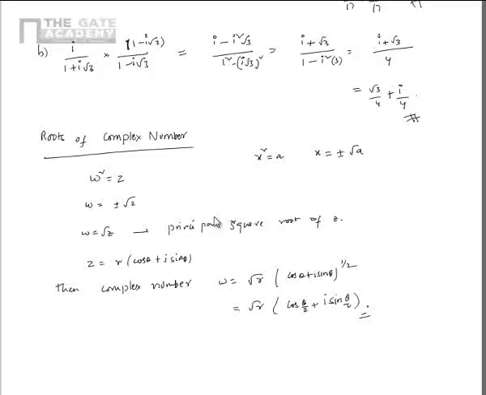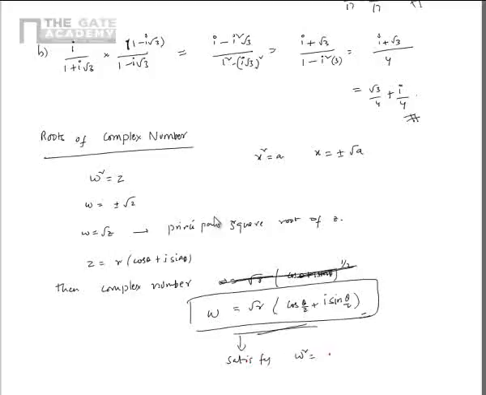Because if you have w like this, just think from the back. If I assume w to be this, it will satisfy w² = r(cos θ + i sin θ), because if you square this and use De Moivre's theorem, you come to this. So this becomes the principal root of a complex number.